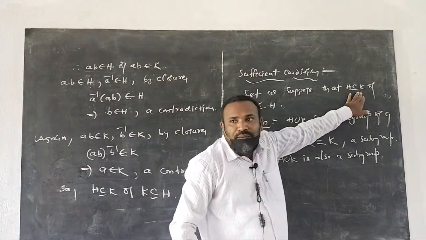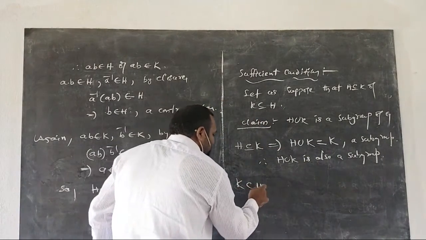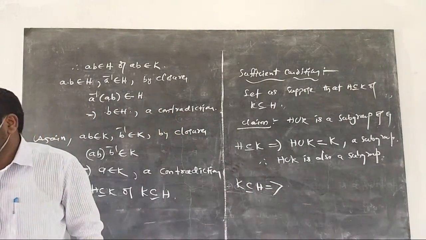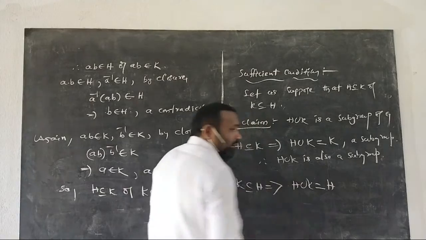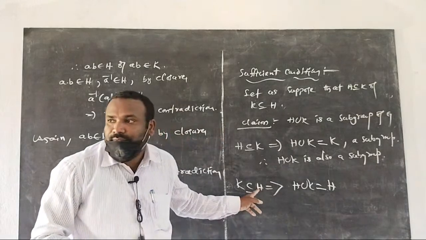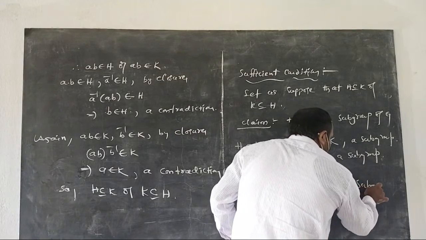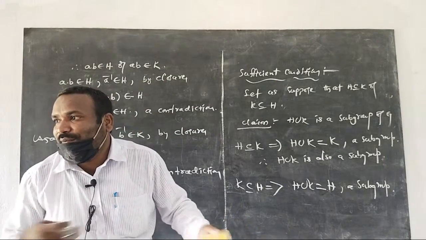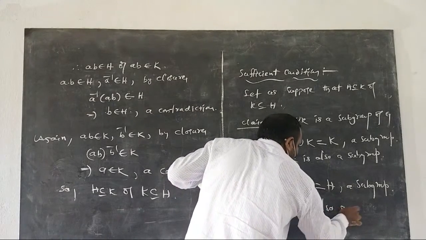If it is taken, everything is okay. You take K subset H. Let us see what will happen. K subset H అంటే H is greater than K అనమాట. You take their union. H union K equal to what? H. ఎందుకంటే H is greater than K. ఏది పెద్దది అయితే that will be their union అనమాట. So H union K equal to H. What is H? It is a subgroup. If it is a subgroup, then H union K is also a subgroup. Both are equal కదా.